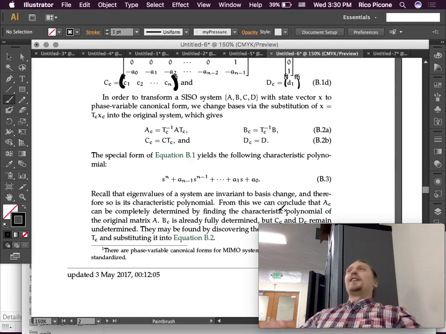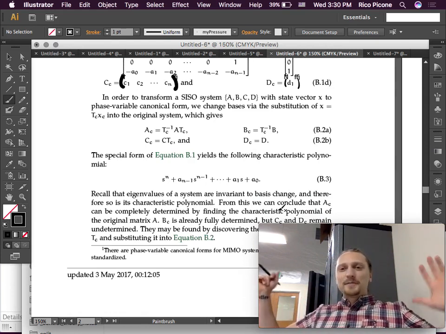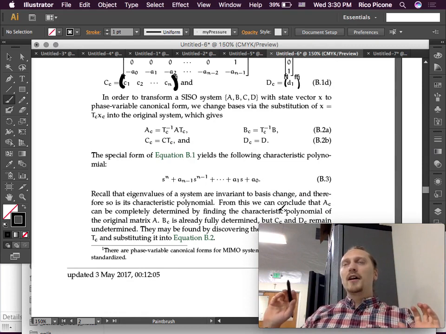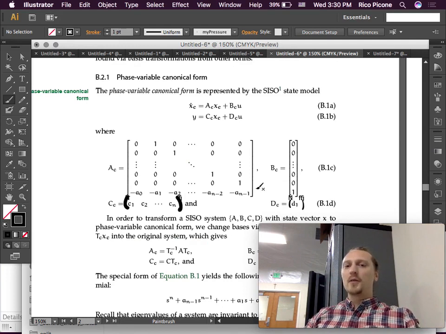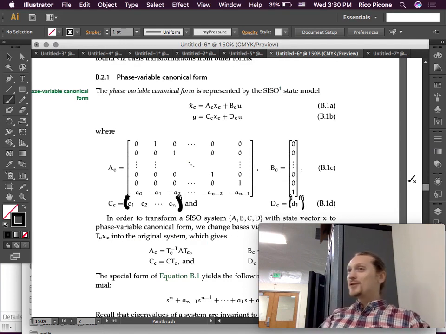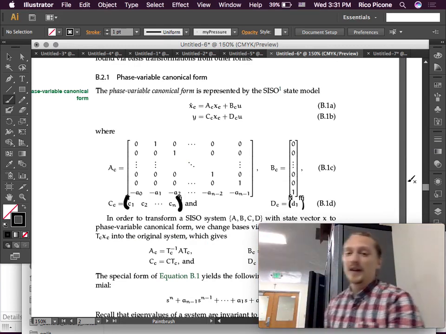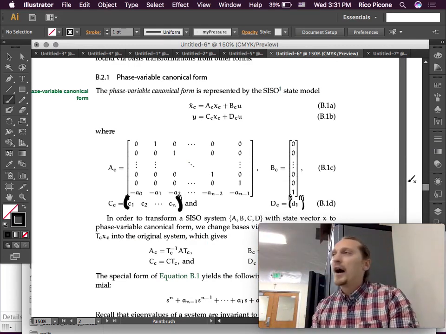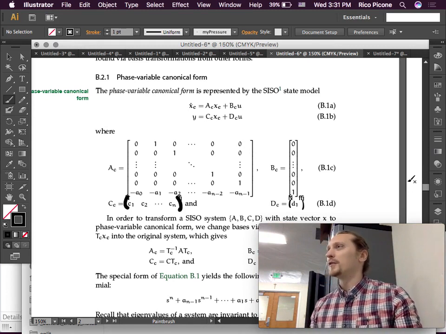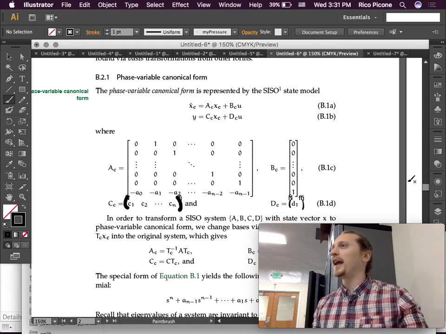So, we have TC. We have our canonical form of our state equation. So we can transform into this. And now that I've convinced you that you can do that, the only thing that remains to be done is to find out why it matters that we can get it in that canonical form, for finding our gains. That's what we're all about.